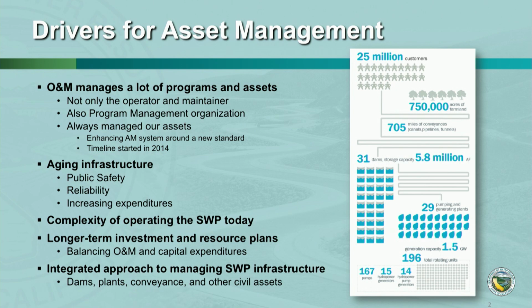First, a quick overview of the asset management program. The key drivers for this new asset management system that we're putting into place start with the recognition that the State Water Project has a very large and diverse, geographically dispersed portfolio of assets. Over 30 dams and storage facilities, 30 pumping and generating plants, over 700 miles of canal and pipeline that stretch from Northern California through the Central Valley to Southern California.